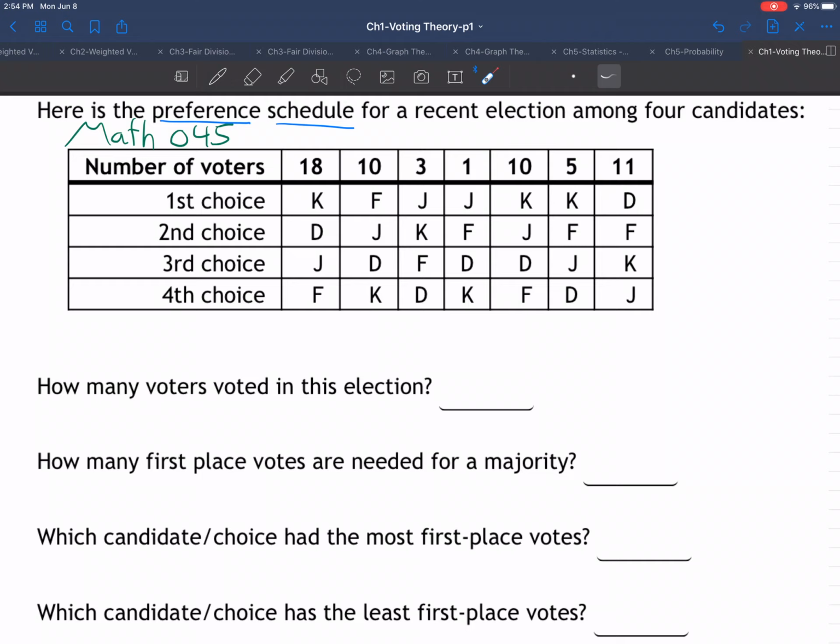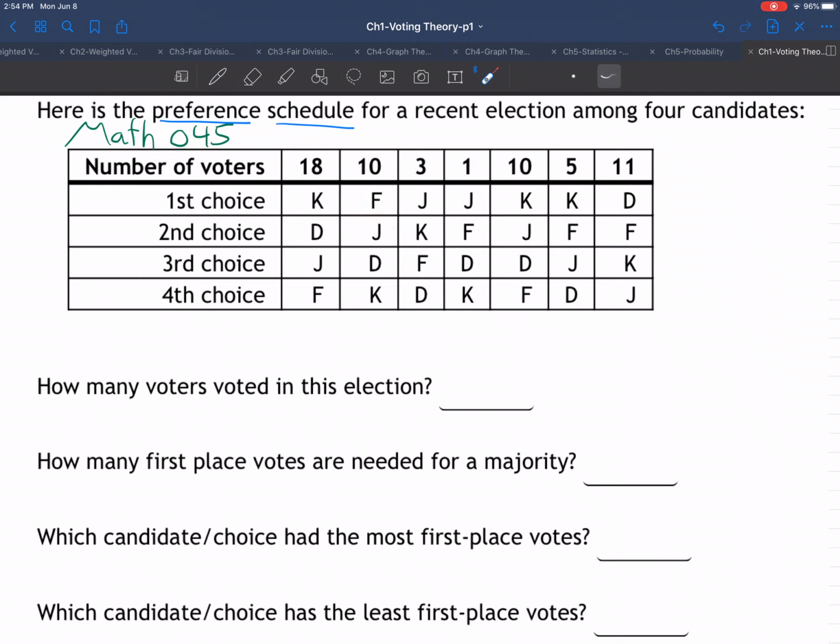Or Jones and Feinblum or something. Anyway, so these are the various candidates that are running for election. 18 voters, right? Number of voters, 18 voters like K best, followed by D, followed by J, and their last choice is F. 10 voters like F best, followed by J, then D, then K, etc.